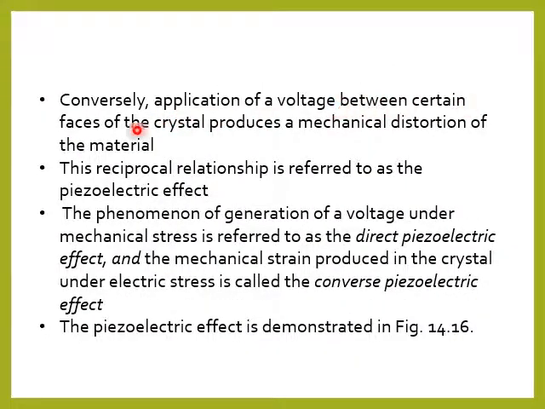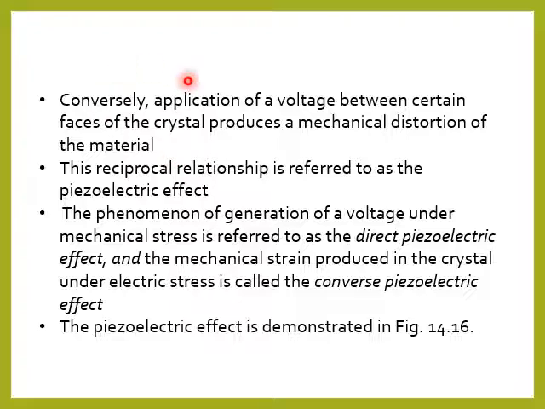Application of voltage between certain phases of a crystal produces a mechanical distortion of the material. When we apply a voltage between certain phases of the crystalline structure, due to this external voltage application, what will happen? Mechanical distortion of the material will take place. The crystalline structure will be distorted.